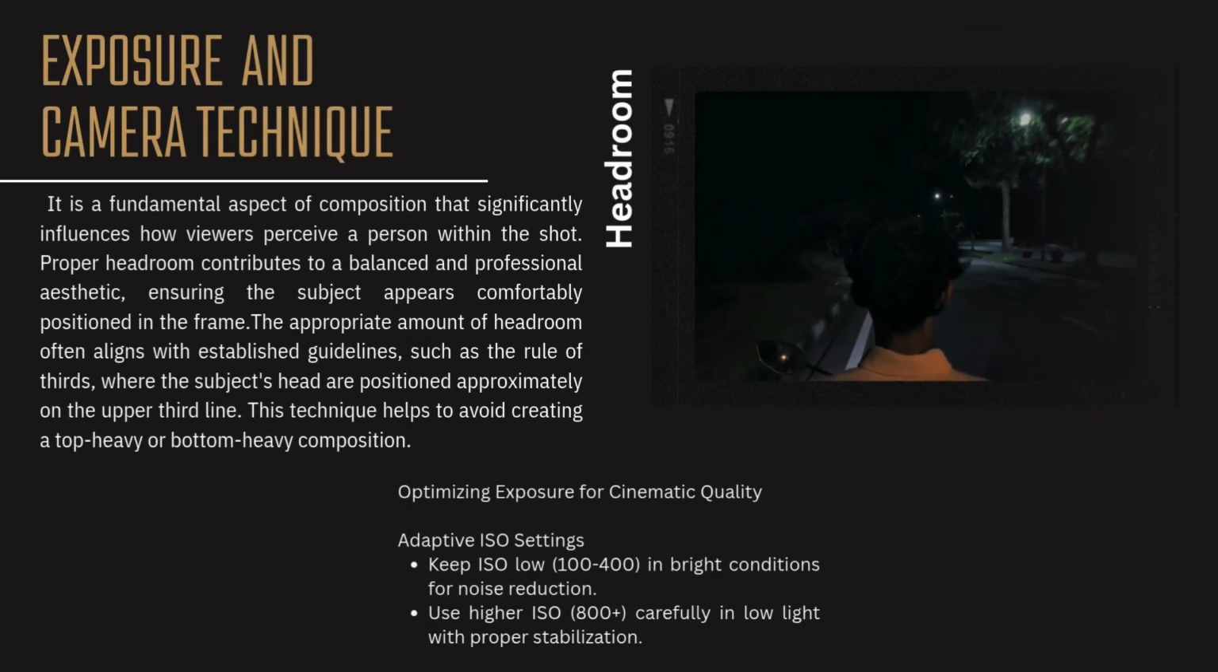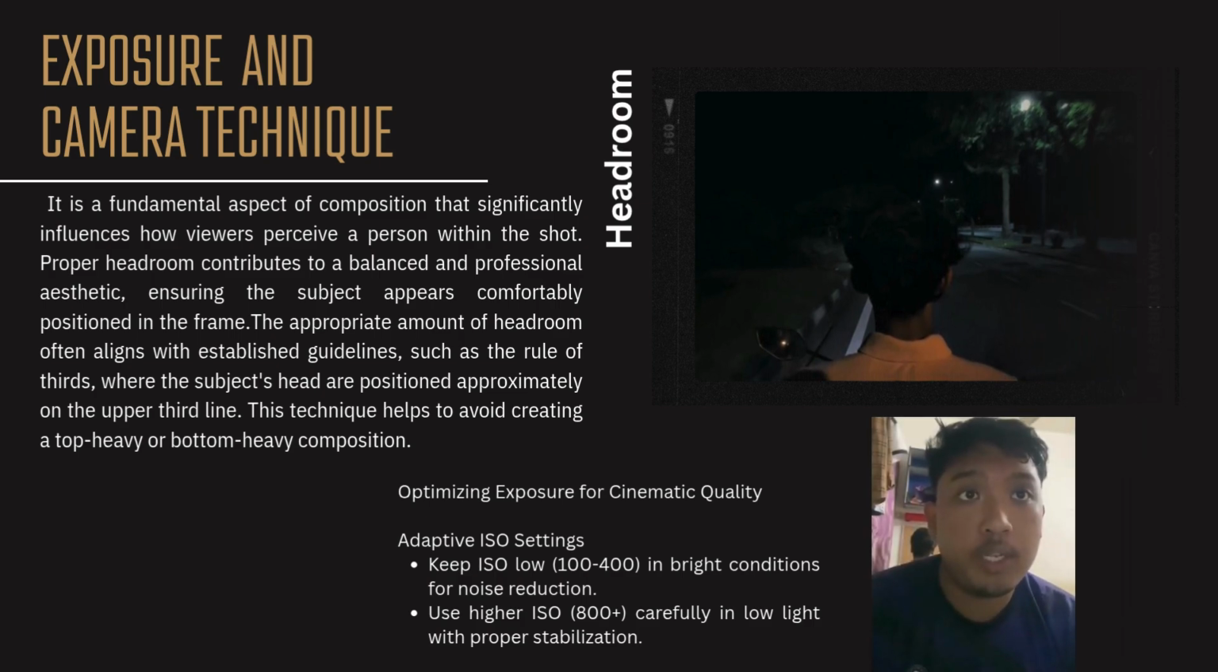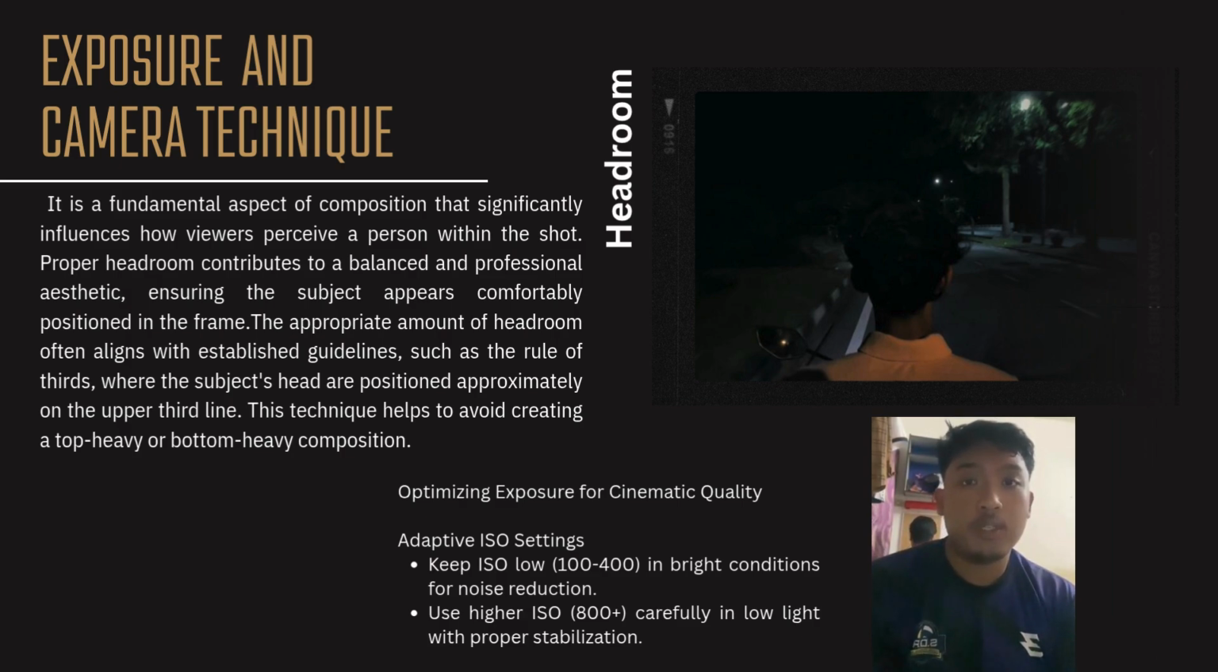Hi guys, so now it's about exposure and camera technique. For the exposure, we optimize exposure for cinematic quality, such as adaptive ISO settings, where we keep ISO low from 100 to 400 in bright conditions for noise reduction, and we use a higher ISO of 800 plus carefully in low light with proper stabilization.